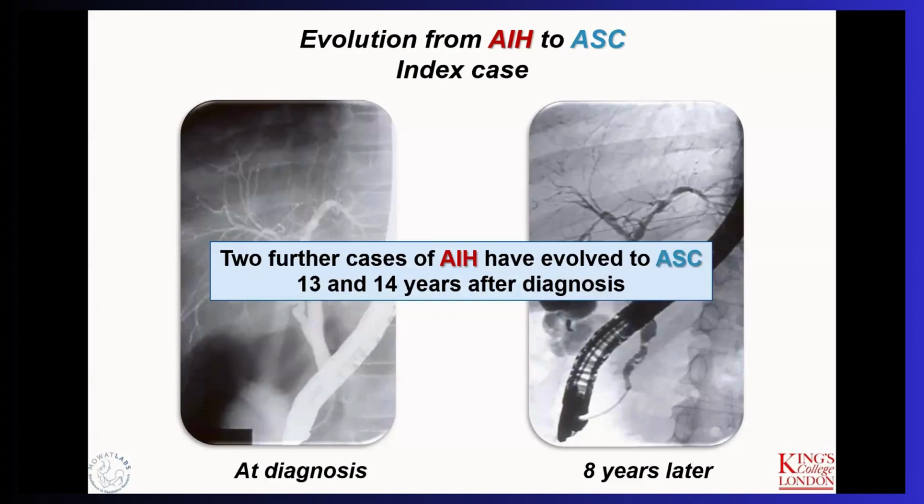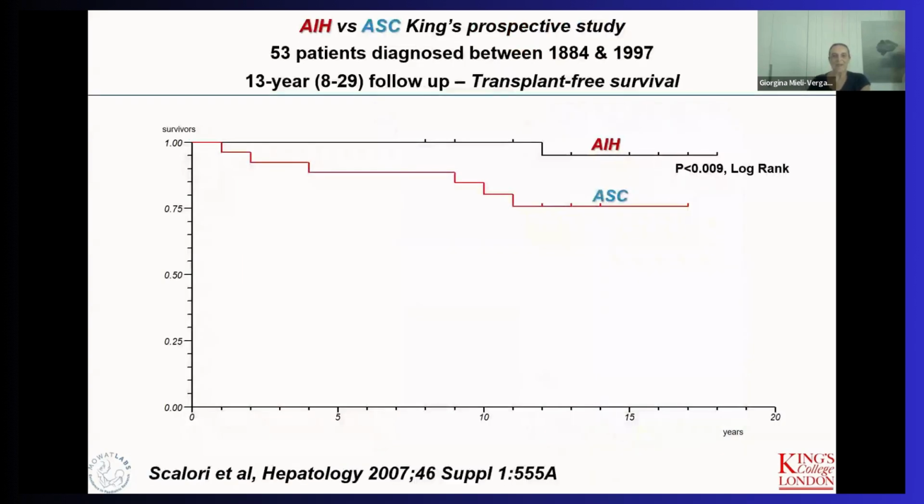Two further cases of autoimmune hepatitis during this prospective study, in fact, have evolved from autoimmune hepatitis to autoimmune sclerosing cholangitis 13 and 14 years after diagnosis. So it is not surprising that the transplant-free survival was significantly lower in autoimmune sclerosing cholangitis than in autoimmune hepatitis.